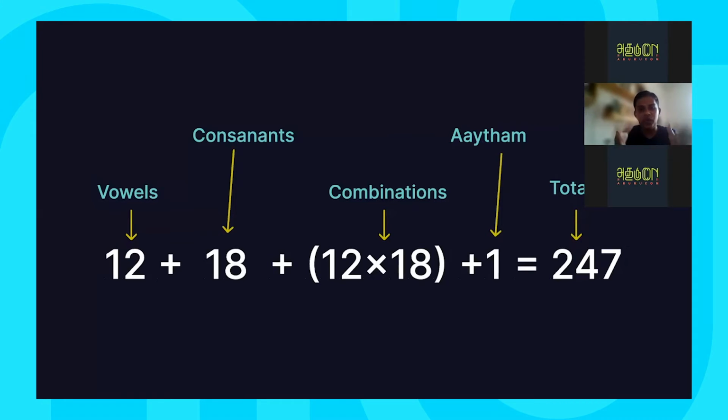That's 12 into 18. It's actually about 216 plus 1. So 12 plus 18 is 30, and that's 216. That's 246, and plus 1, which is the special character. Altogether we have 247 characters, or rather letters, in the Tamil script. So that's the key understanding that you need to find out. Okay, right.